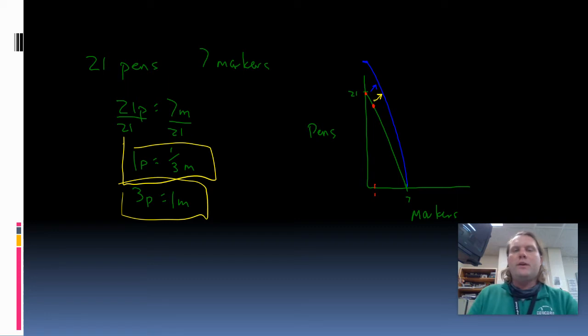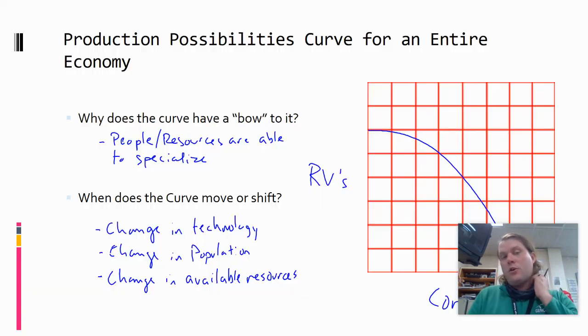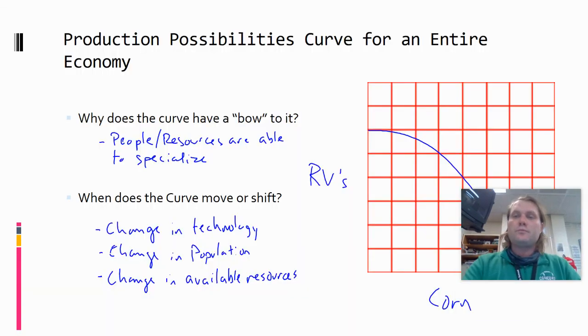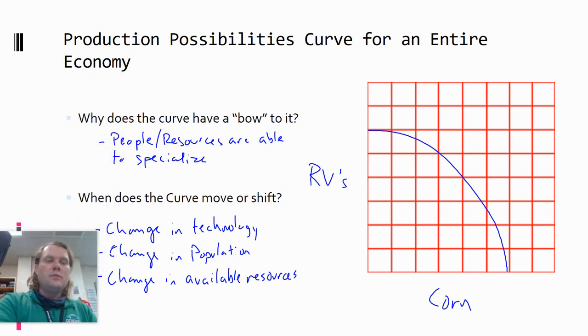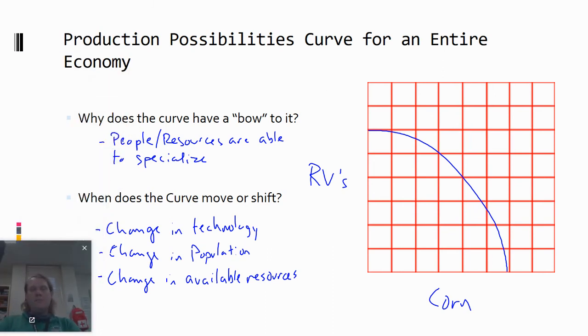Notice nothing was said about the markers. So we don't know if we can make markers faster, but we can shift our line out if we need to. And a few different things are going to cause that. Those things, all right, are going to be technology, population, and any other available resources.